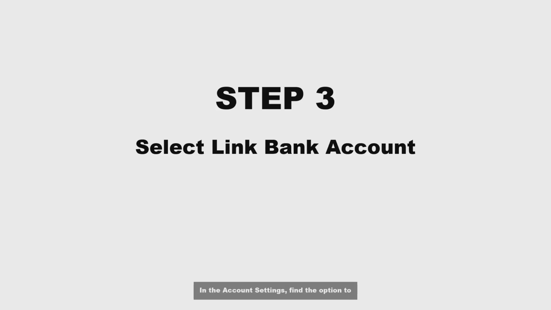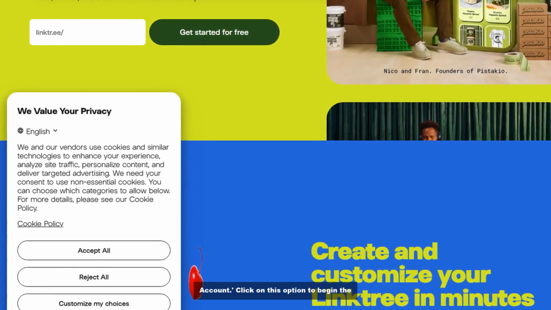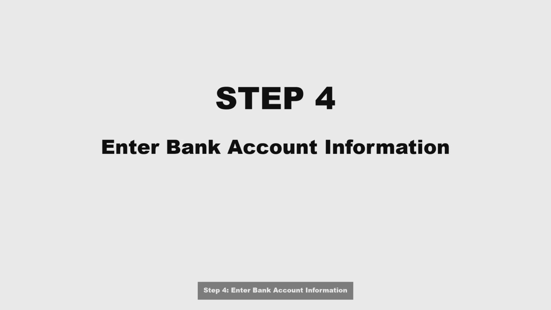Step 3. Select Link Bank Account. In the account settings, find the option to link bank account or add external account. Click on this option to begin the linking process.